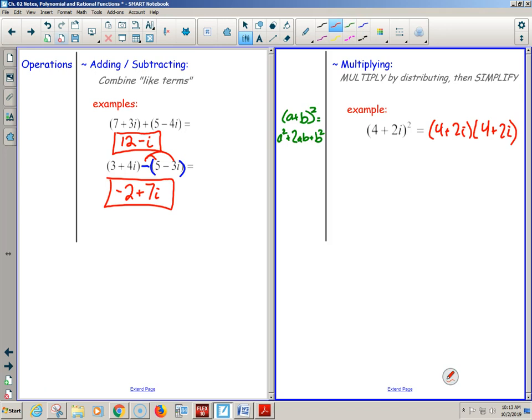But either way, we do end up with 16 plus 16i plus 4i squared. Uh-oh. Complex number times a complex number does not seem to be a complex number. Where's my a plus bi? It's missing.